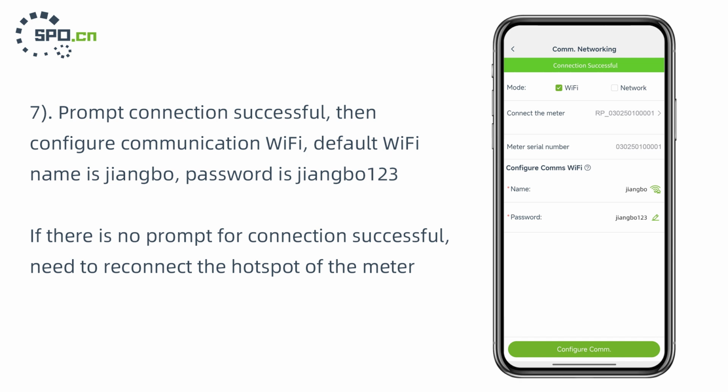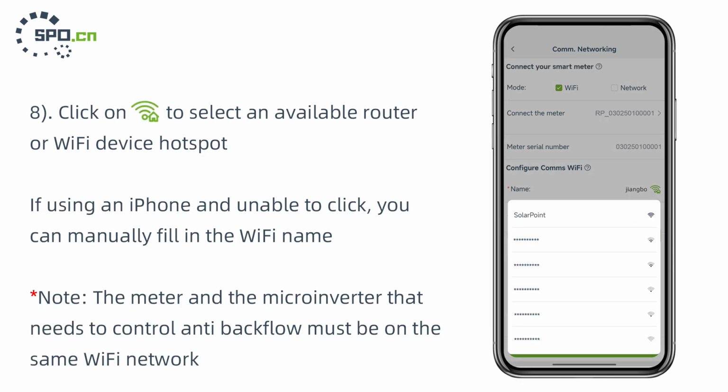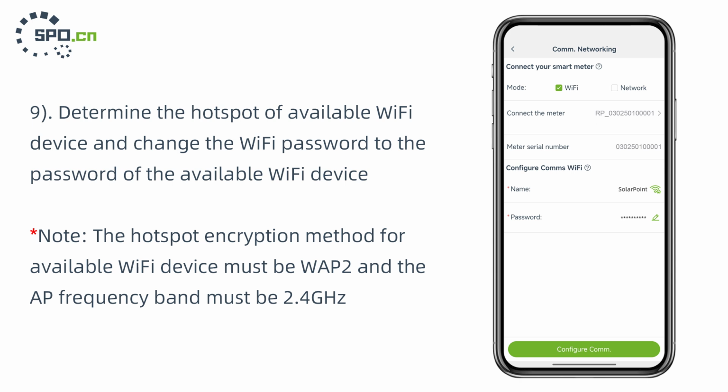Prompt connection successful, then configure communication Wi-Fi. Default Wi-Fi name is Jiangbo. Password is Jongbil123. If there is no prompt for connection successful, need to reconnect the hotspot of the meter. Click on Wi-Fi icon to select an available router or Wi-Fi device hotspot. If using an iPhone and unable to click, you can manually fill in the Wi-Fi name. Note: the meter and the microinverter that needs to control anti-backflow must be on the same Wi-Fi network. Determine the hotspot of available Wi-Fi device and change the Wi-Fi password to the password of the available Wi-Fi device.